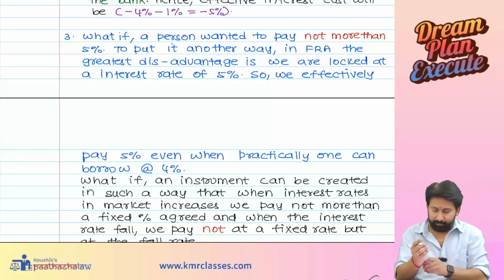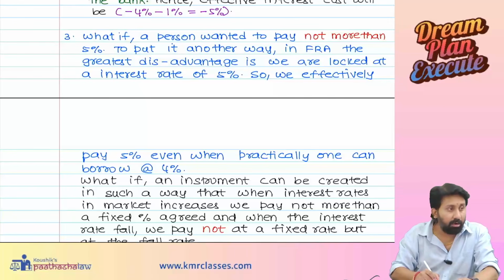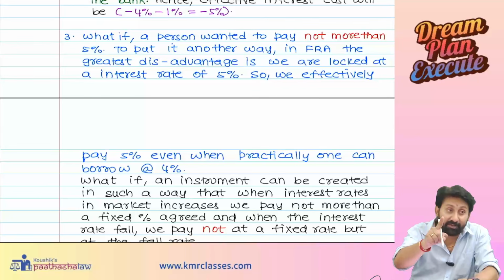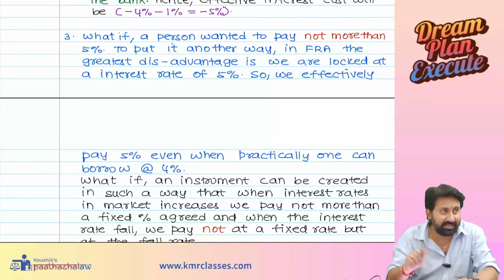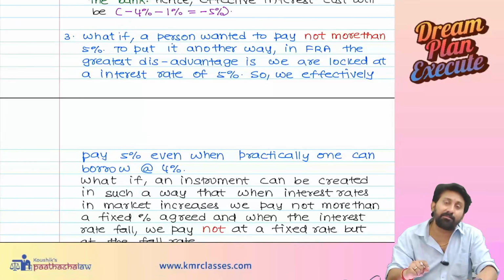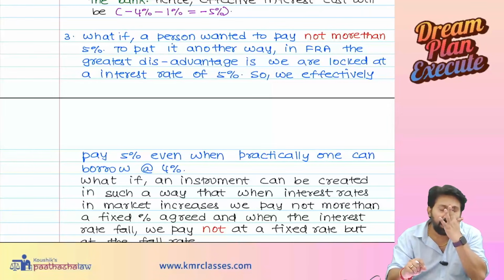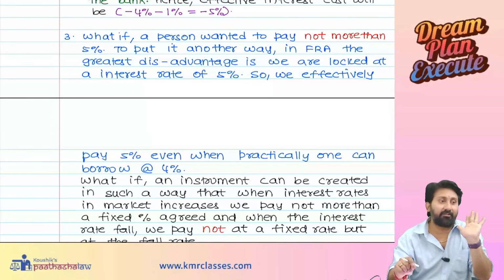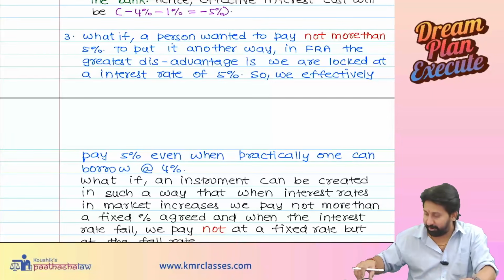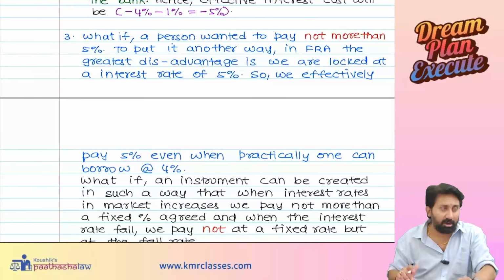Okay, third point. So you understood the first two. What if a person wanted to pay not more than 5%? There is a difference between paying 5% and paying not more than 5%. That's why I've clearly written in a different color for you to understand that there is a difference between 5% and not more than 5%. What does it mean by not more than 5? If it is 4, I will take it at 4. If it is 3, I will take it at 3. But if it is 6, I will take it at 5. So it should not be more than 5, but it can be less than 5. So like this, is there any instrument or not, then see.